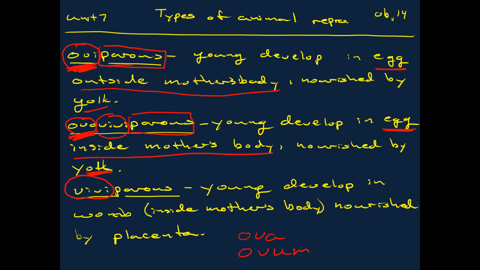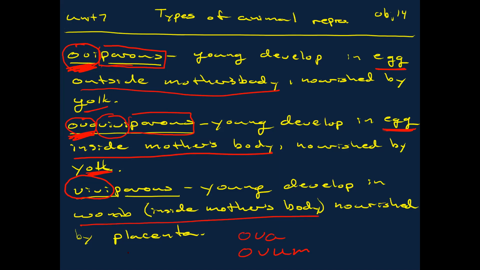It hatches inside the mother's body. I don't know how many days it is for garter snakes, but when it's up, they hatch, and are pushed out. So that's why it's egg live birth, because they're still in an egg, but they don't come out until the egg hatches. Viviparous, the young develop in the womb, which is inside the mother's body.